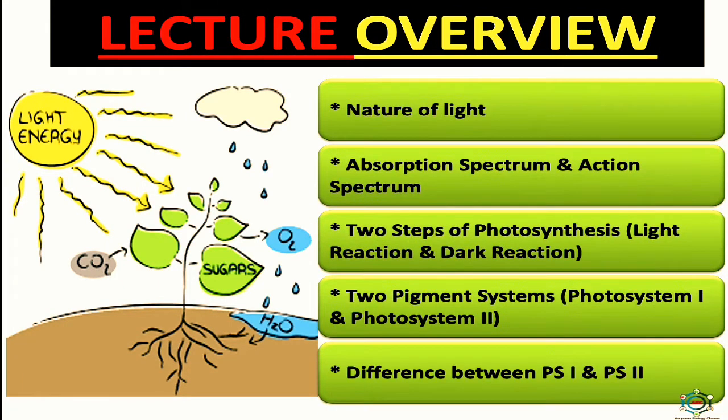So in this video, our topics are nature of light, absorption spectrum and action spectrum, two steps of photosynthesis, that means light reaction and dark reaction, two pigment systems, which are photosystem first and photosystem second, and the difference between photosystem first and photosystem second.